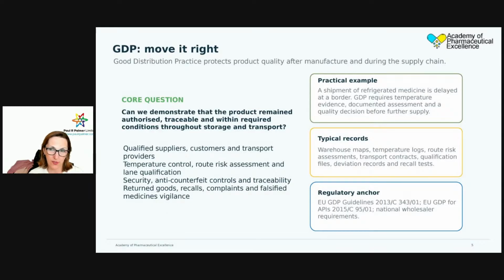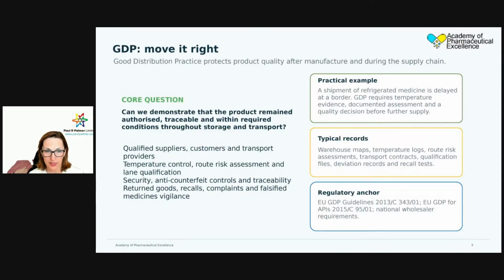You have a refrigerated medicine that has been delayed at the border. So the transport is sitting at the border and is being delayed. And our question shouldn't only be, oh, did it arrive late? The quality question should be a lot wider. What happened to the product during that delay? Do we have continuous appropriate temperature evidence? Were there any excursions? Is the packaging qualified for the extra duration, whatever that duration was?